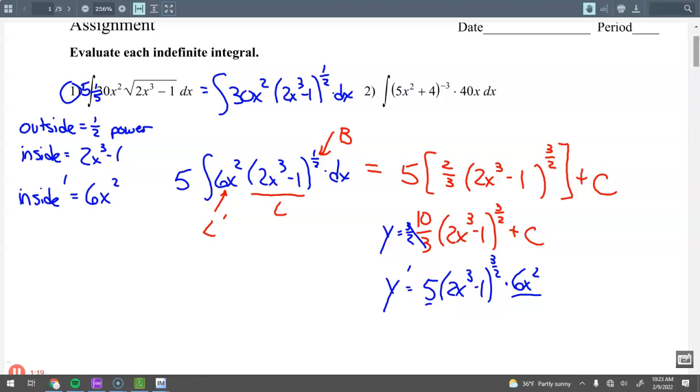Where'd I get what? I add 1 to the power, and then I multiply by the reciprocal of the power. That's the power rule we've done the last couple of days. What's up? Where? Oh, there? No, yeah, you're right. Yeah, thank you. I was so focused on the 5 and 6x squared.